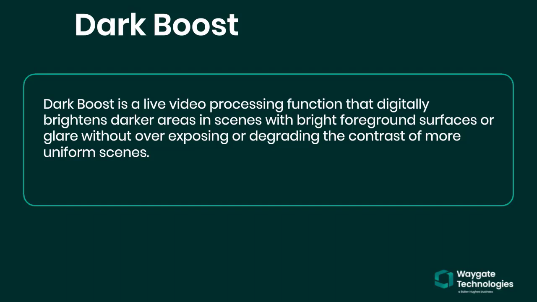Dark Boost uses video processing to digitally brighten darker areas in scenes with bright foreground surfaces or glare, but it does not overexpose or degrade the contrast of uniform scenes. This can be helpful in a number of different situations, but first let's take a look at a graph that helps show what is happening behind the scenes.